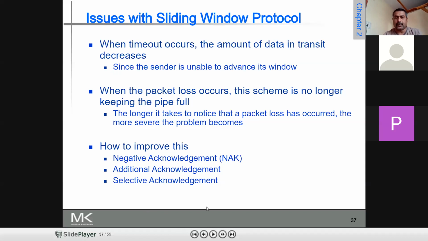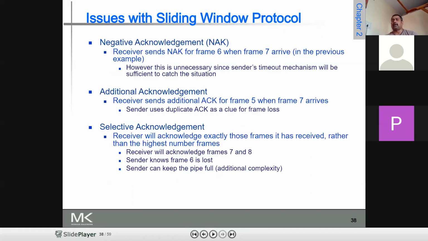Coming to the improvement of this sliding window protocol, you must see how a negative acknowledgement will work. How will a negative acknowledgement be sent from the receiver to the sender? The receiver sends a NAK for frame 6 when frame 7 arrives. In the previous example, frames 7 and 8 came, but 6 did not. So the receiver will not send an acknowledgement for frame 8 until 6 arrives. So no acknowledgements will be sent.